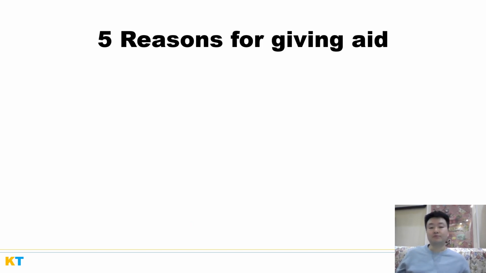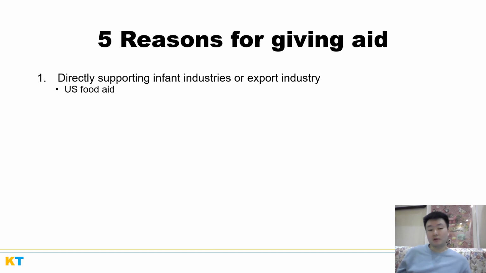So there are 5 reasons for giving aid. First reason is they want to directly support infant industries or the export industry. So, for example, the US food aid supports the US food export industry. And so the US is literally handing out money to developing countries to grow their own export industry.